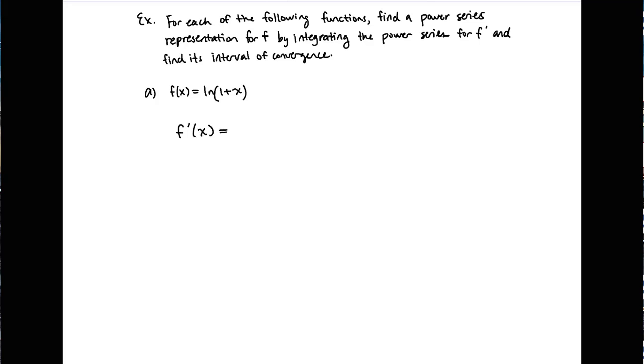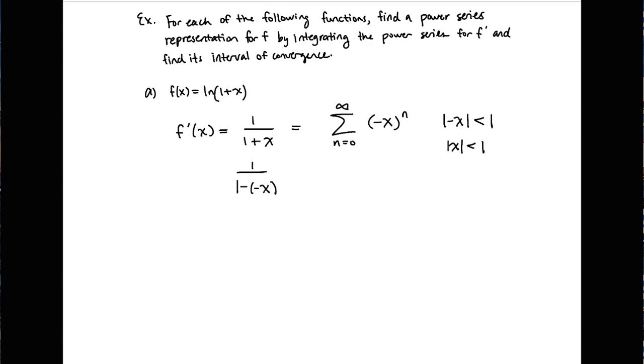The derivative of ln of 1 plus x is 1 over 1 plus x. And we can write that as a power series because it's geometric. This is kind of like 1 over 1 minus negative x, so this is like negative x to the n. It converges for the absolute value of negative x less than 1, which is the same as converging on the interval from negative 1 to 1. And we can rewrite this as negative 1 to the n, x to the n.